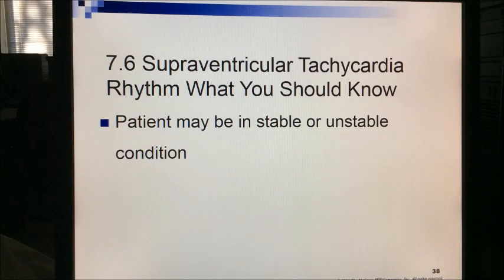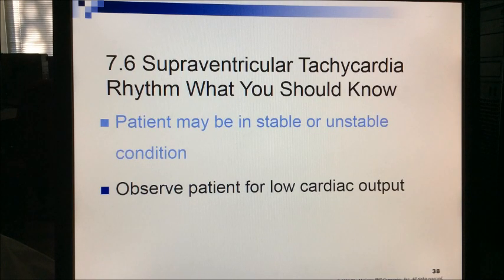And remember, there are no positively deflected P waves. Everything is letting you know that the SA node is not working. So that means that you're going to have to report this to a doctor. Observe them for low cardiac output and definitely notify a doctor.